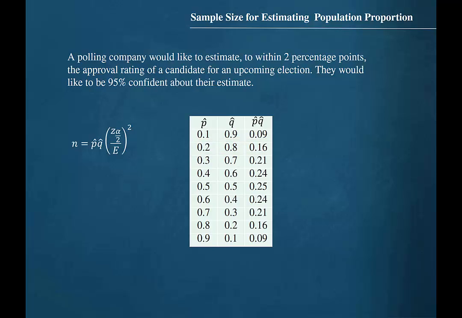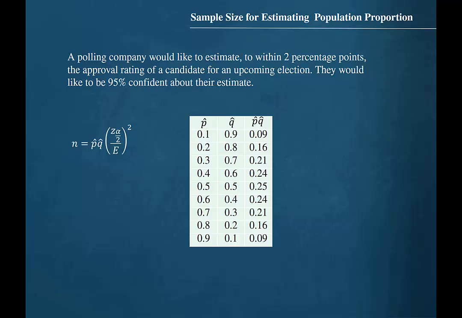As we continue through this table, let's note that the maximum value for the product p-hat q-hat is 0.25. So in the absence of a reliable estimate for p-hat, the value p-hat times q-hat equal to 0.25 should be used to give us a sample size that is sufficiently large to guarantee an accurate prediction.